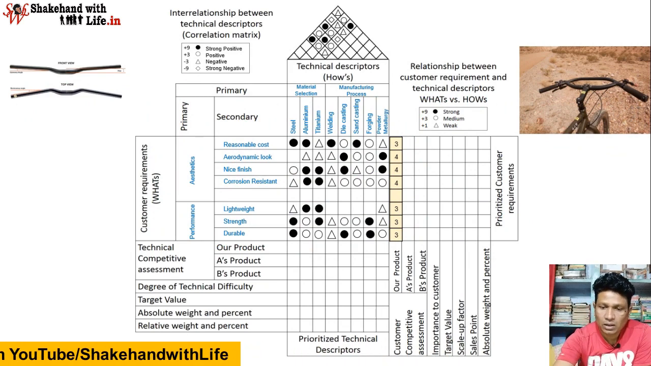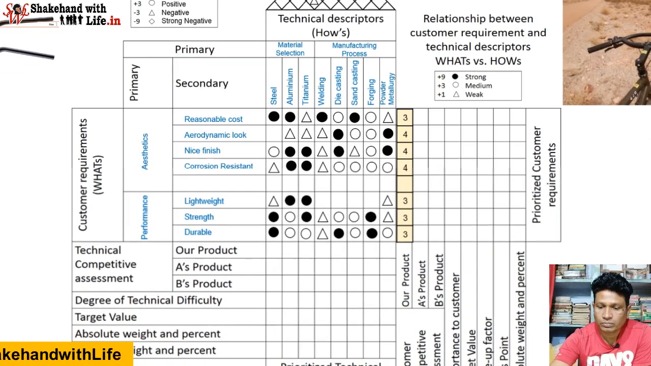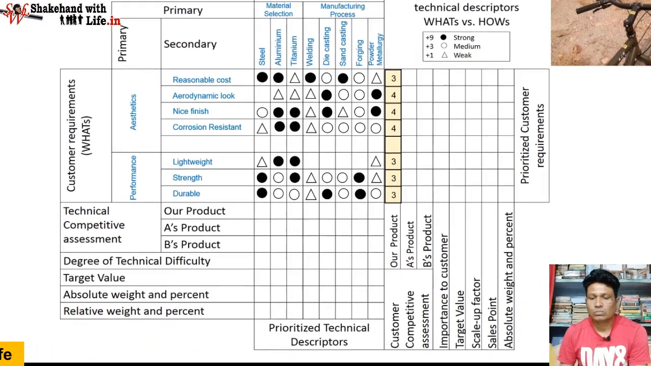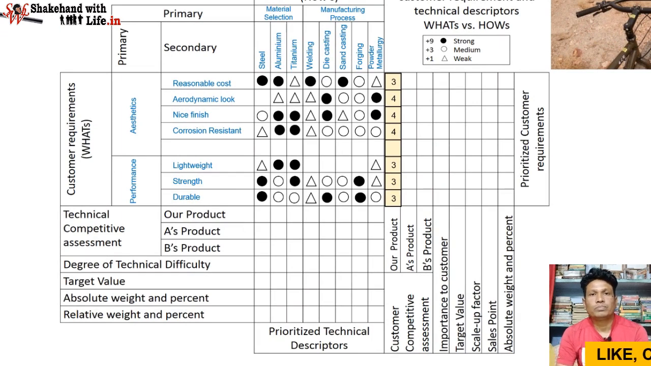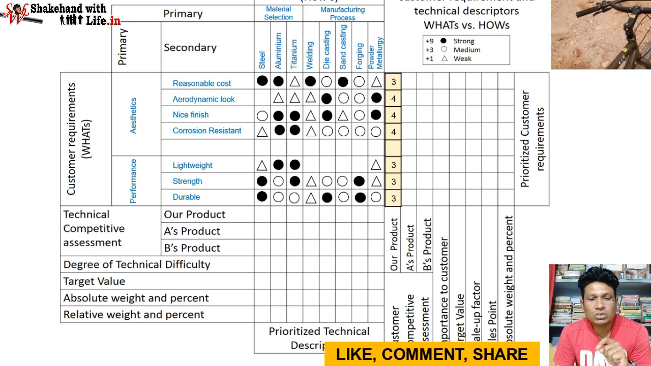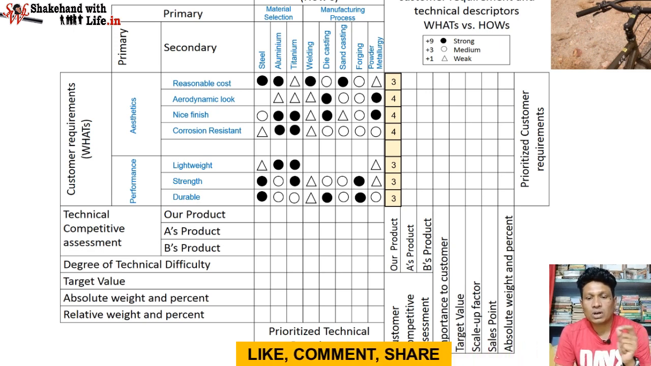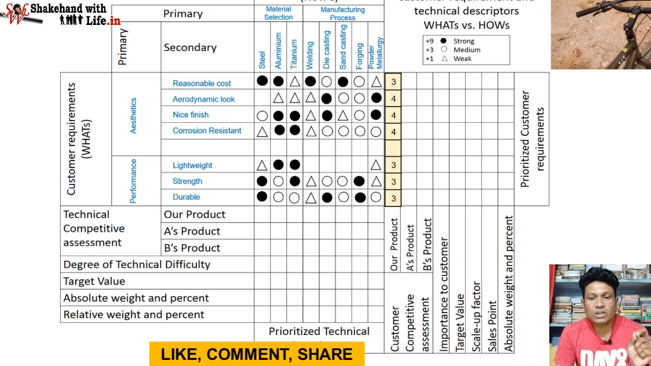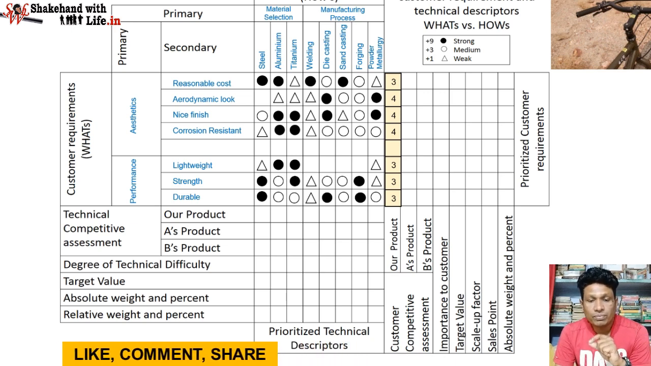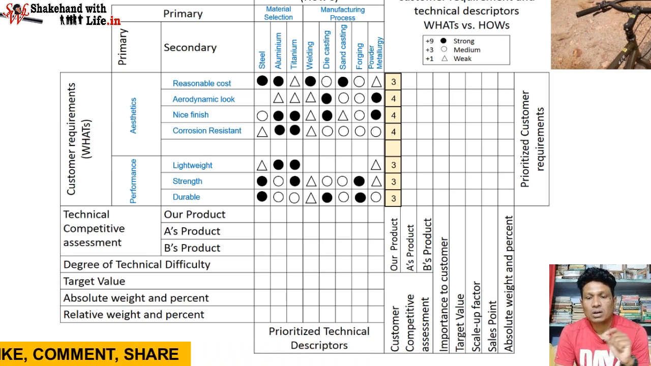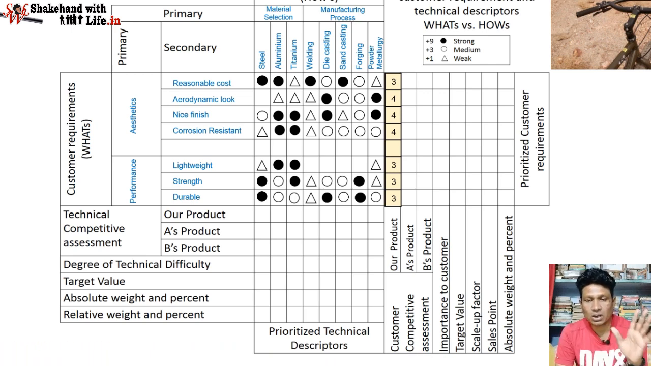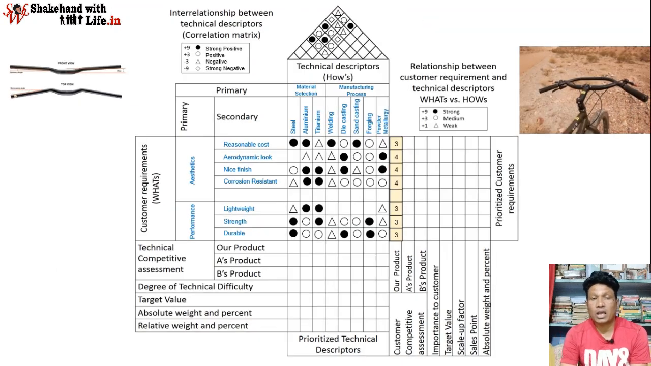Okay, I'll zoom in. For our product, the rating on the basis of reasonable cost is 3, for aerodynamic look it is 4, for nice finish our product is 4, for corrosion resistant it is 4, for lightweight 3, for strength 3, for durability it is 3. Now we study A's product.